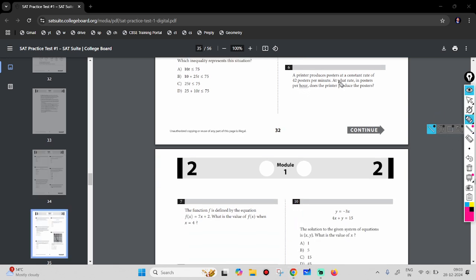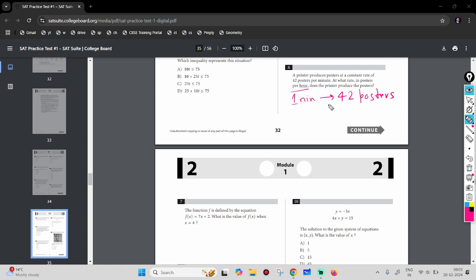A printer produces posters at a constant rate. Okay, 42 posters per minute. So can I write like this? In 1 minute, we get 42 posters. I'm using the unitary method. At what rate in posters per hour? Okay, we need to tell in hour. In an hour, how many posters will we have?